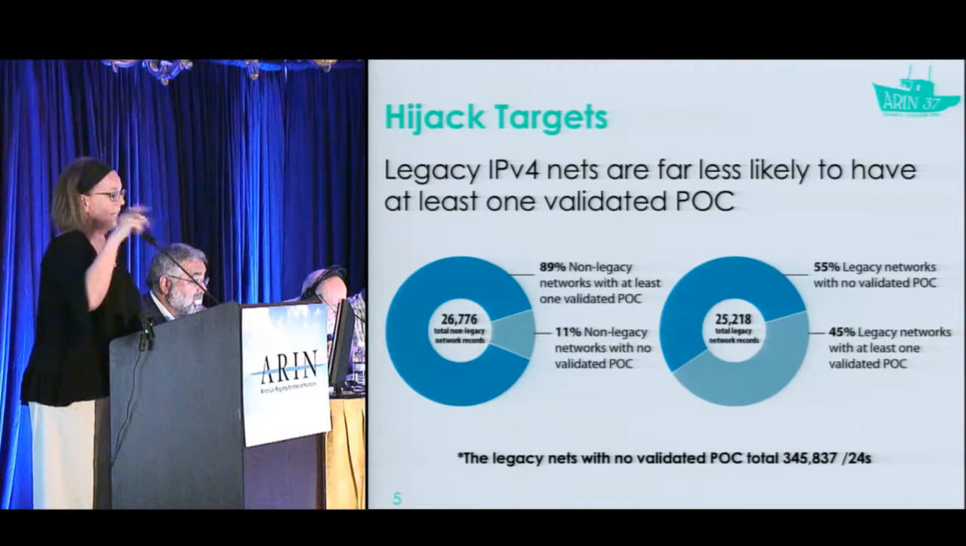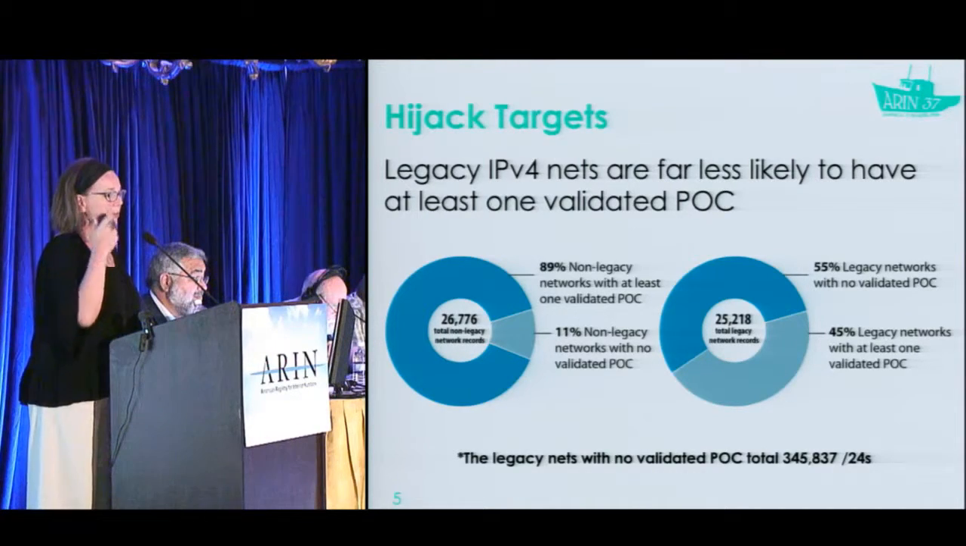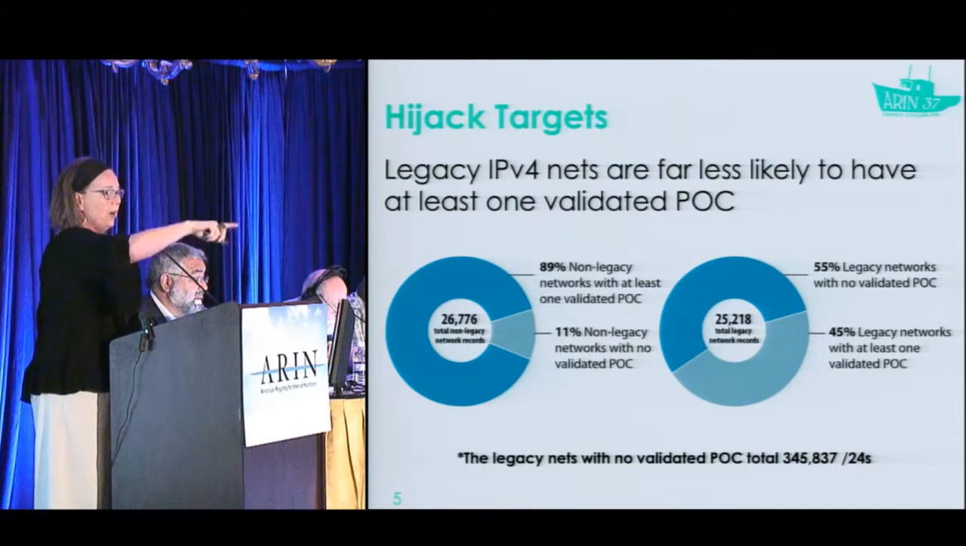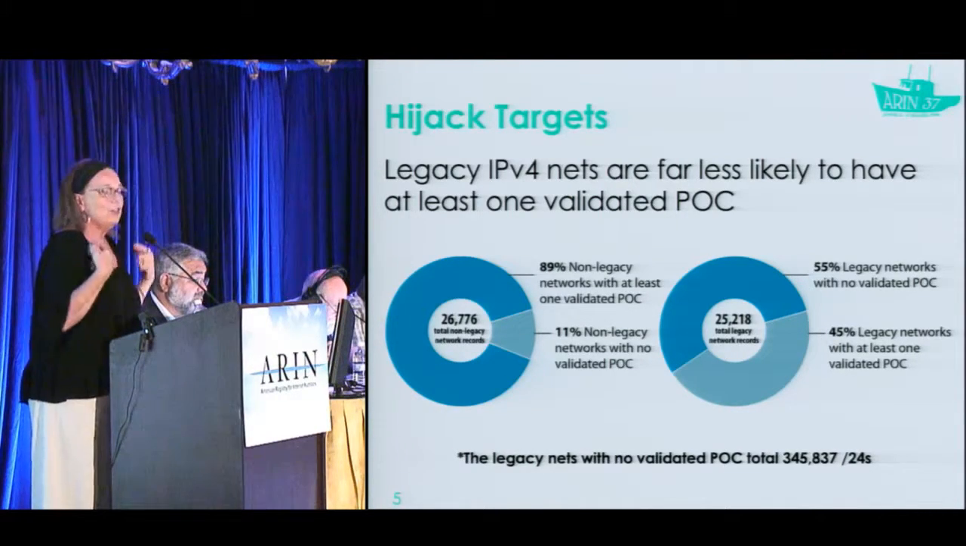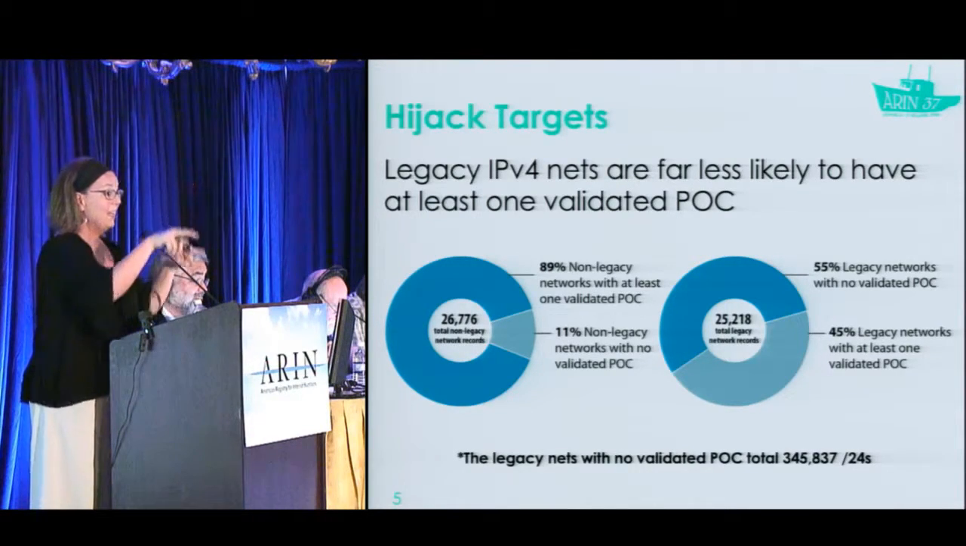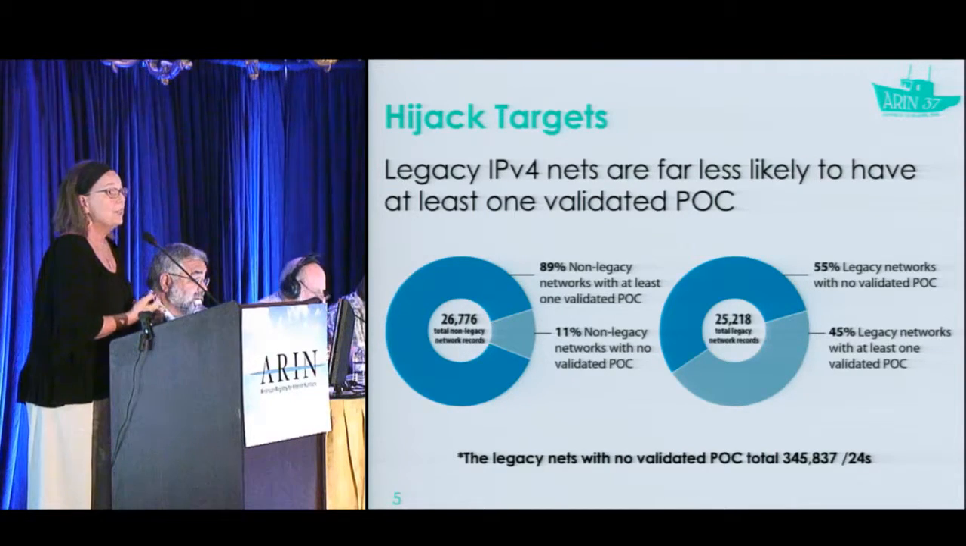Probably the more interesting thing is at the bottom, in the asterisks: those legacy networks with no validated point of contact, in the darker blue pie on the right where it says 55% legacy networks, there are 345,837 /24s within those network records, individual /24s. And in today's IPv4 transfer market, that's a lot of money. And that is exactly what the hijackers are looking for.